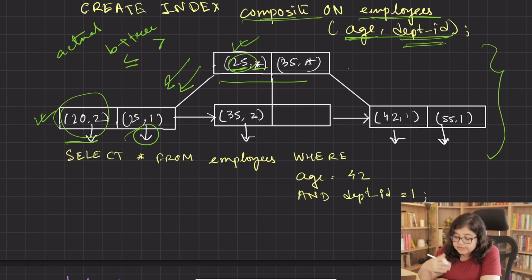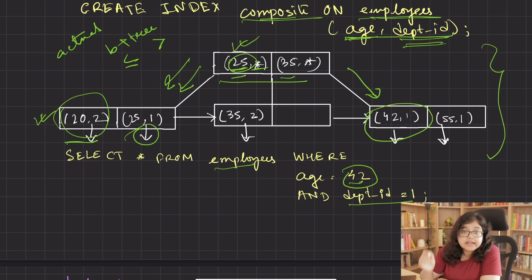Let's say we want to execute the query select star from employees where age equals 42 and department ID equals 1. In this case, the database engine will compare the values present in root, that is 25 and 35, with the value 42, and then it will follow the matching subtree, and then it will finally retrieve the desired data. So we have understood what is composite index.